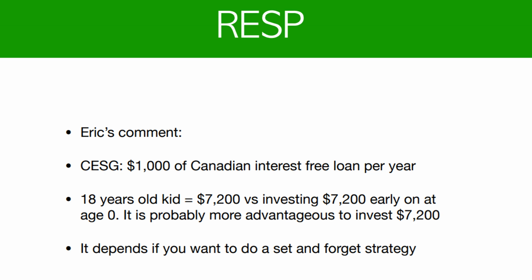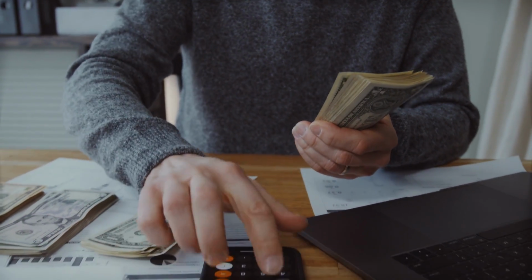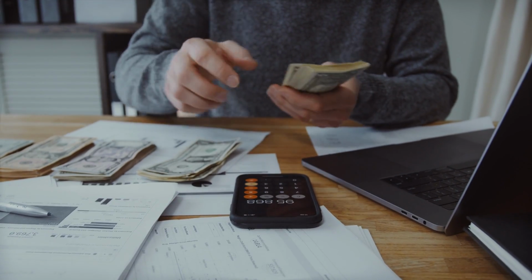And when you compare that to investing $7,000 in the very beginning, it is probably more advantageous to invest in the beginning and let compound interest work for you instead of waiting for the government to give you that money. So that really depends on your strategy. If you don't have that cash today and you need to contribute over a period of time, then of course, by all means, you can take advantage of the grant. If you have the money, then you can just put it in immediately and use a set-and-forget strategy.